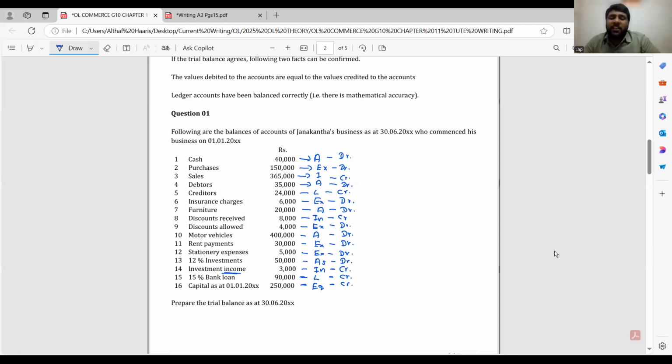So do the classification in your tute first. In your tute, do this classification first. After that, we'll move to the trial balance. Done. Cool.